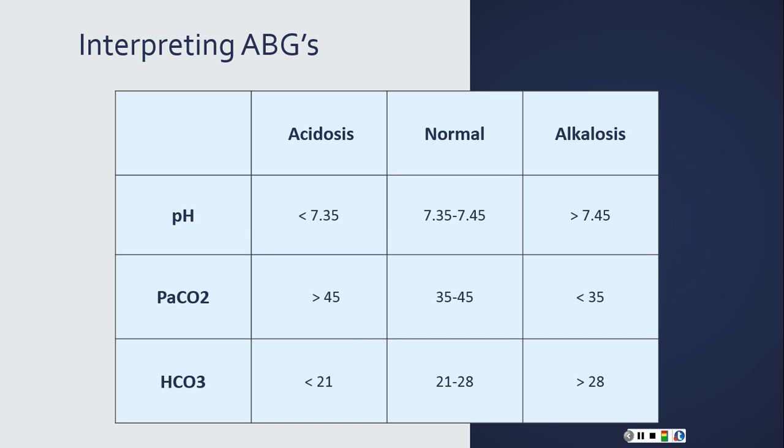Now what do we have? We've got a pH of 7.44. Is that normal, acidotic, or alkalinic? It's normal. We've got a 50 on our CO2. Is that acidotic, normal, or alkalinic? Acidotic. Okay. And we've got a bicarb that's now 34, still 34. Is that acidotic, normal, or alkalinic? Alkalinic. Okay. So now we got to figure out.